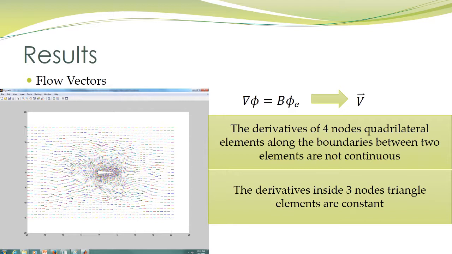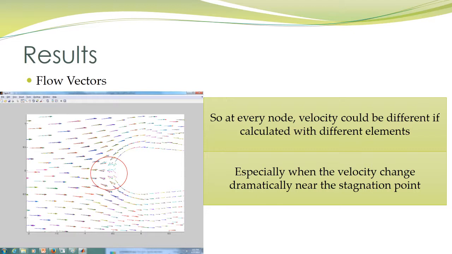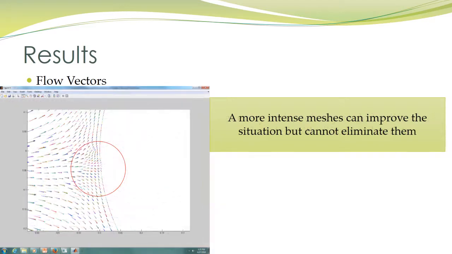The derivatives of 4-node quadrilateral elements and 3-node triangle elements are not continuous. So at some positions, especially where the velocity changes dramatically near the stagnation point, we can see some discontinuity. These vectors are calculated by every element near the point, so near the tangent point we can see several vector directions. When I used more intense meshes, the problem improved, but the discontinuity cannot be eliminated.